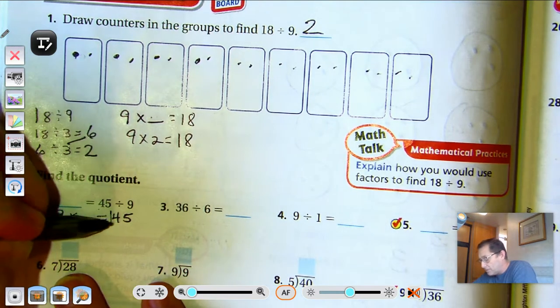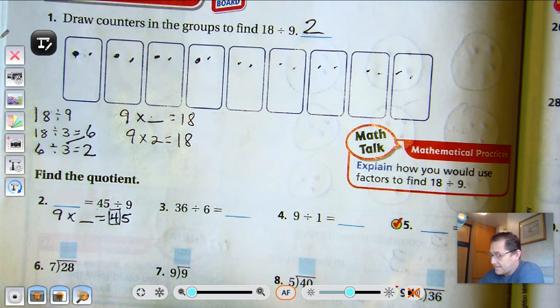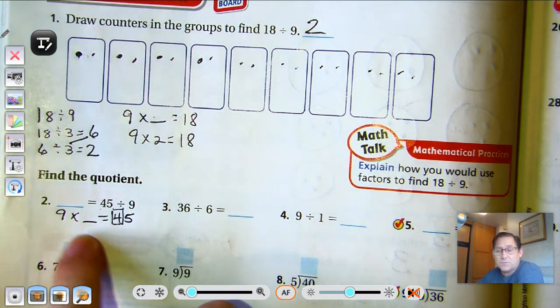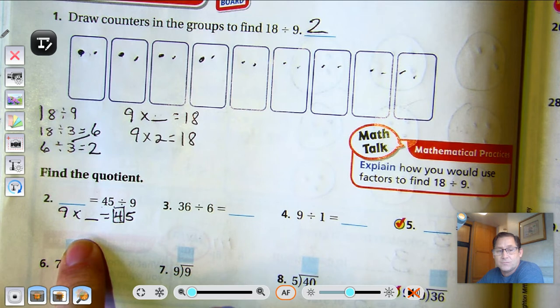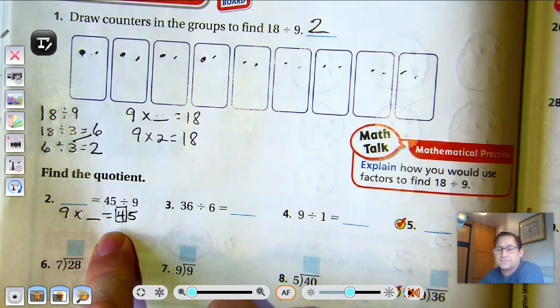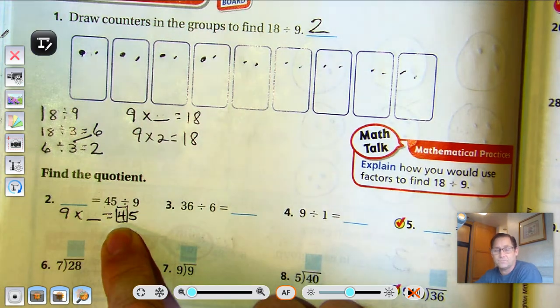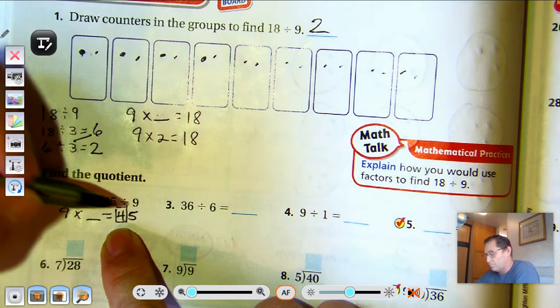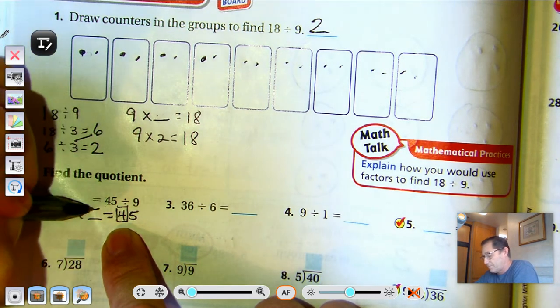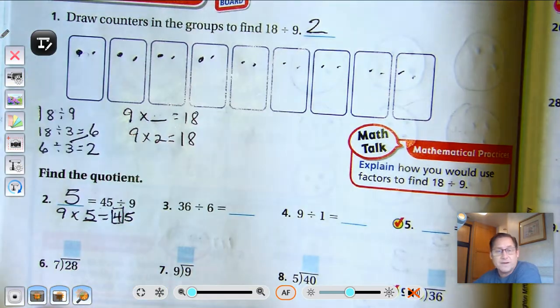Okay? And so I'm going to focus on the tens place of the 45. Because I know that the factor that I multiply 9 by will be 1 greater than the tens place of the product. 1 place value higher is 5. Okay? So 9 times 5 is 45. So 45 divided by 9 is 5.